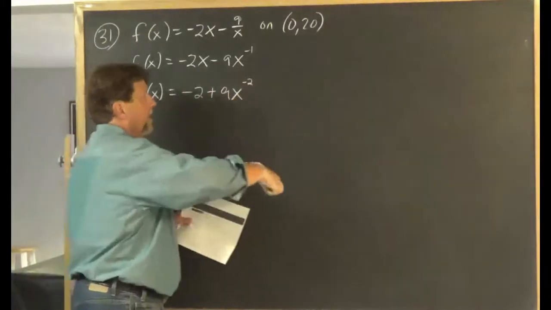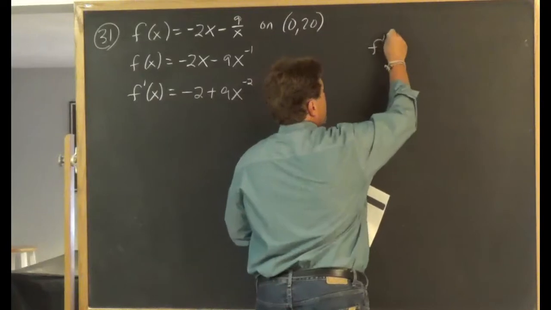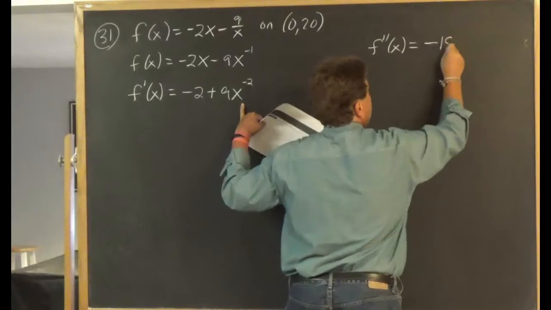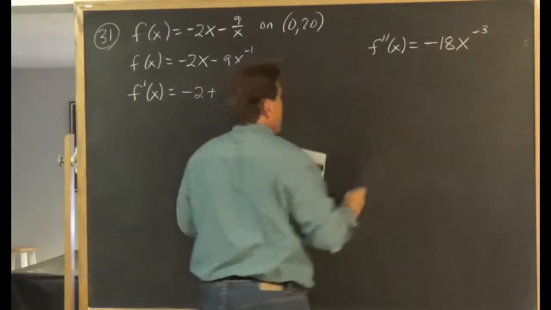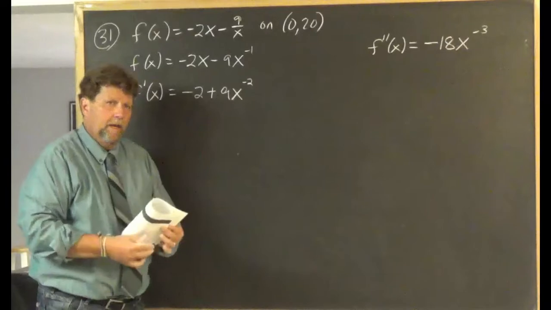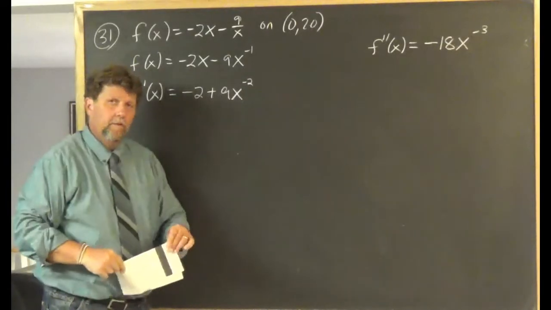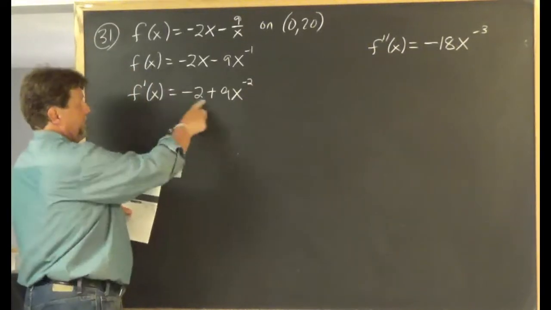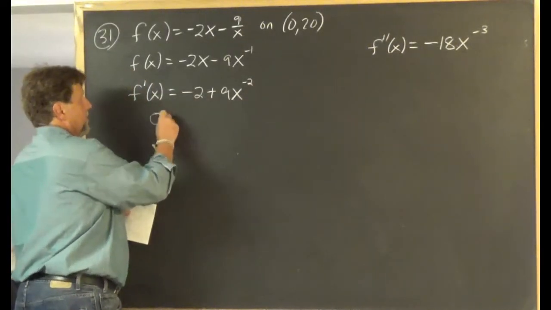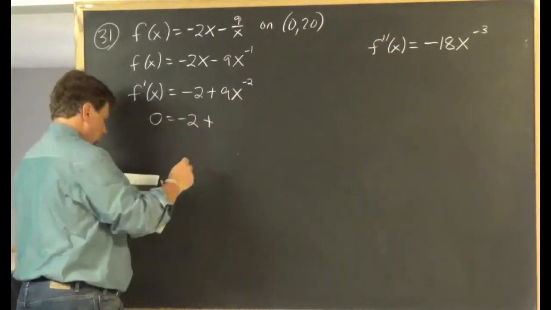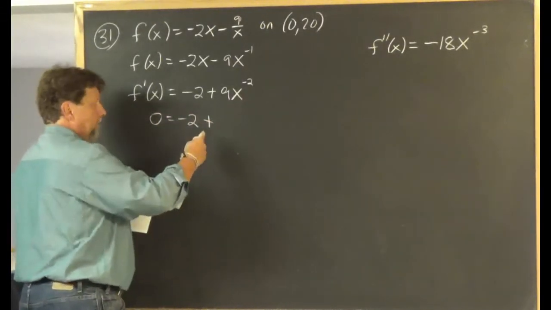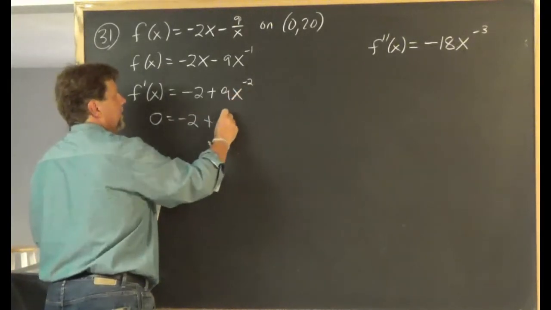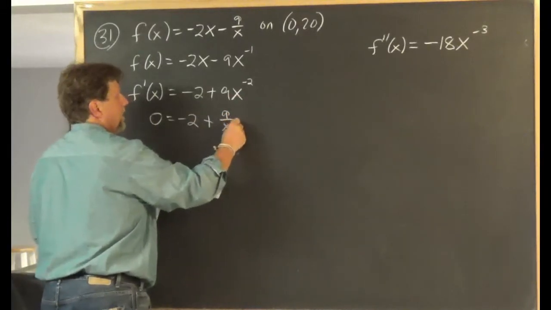And I'm going to come over here and also write down what the second derivative is. So the second derivative is a negative 18x to the negative third. All right, so here's our derivative. We want to know where the derivative is equal to 0. So we take the derivative, set it equal to 0. And I'm going to go ahead and do a step of algebra as I set it equal to 0, and that's rewriting this negative exponent as 9 over x squared.